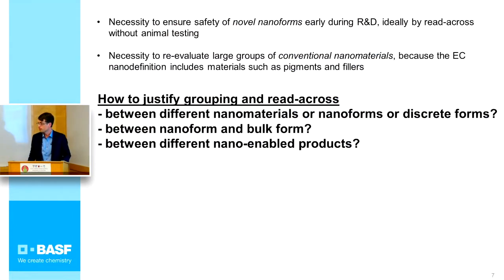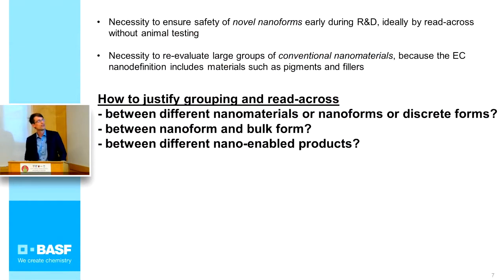But there's another application for grouping and read across, which in fact for a company like BASF, which produces many nanomaterials, is even more important. And that's the re-evaluation of conventional nanomaterials, such as those silicates and pigments that are presented on the first two slides. These materials are not necessarily novel. They may not be as exciting and sexy as quantum dots and carbon nanotubes, but they are produced in large quantities, and regulators are interested in them again now, because now we know that due to their particle structure, they may have a specific action.